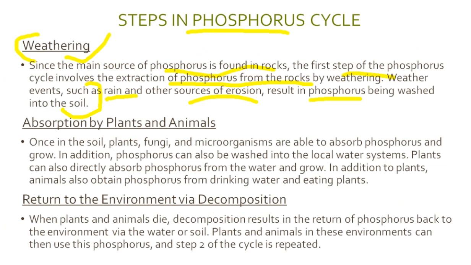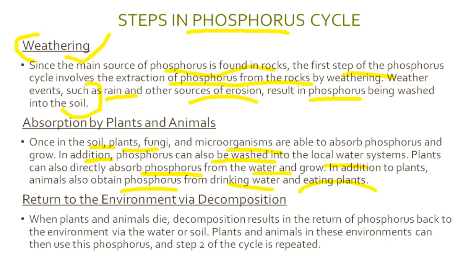The next step is absorption by plants and animals. Once in the soil, plants and fungi and microorganisms are able to absorb phosphorus and grow. In addition, phosphorus can also be washed into the local water systems. Plants can also directly absorb phosphorus from the water and grow. In addition to plants, animals can obtain phosphorus from drinking water and eating plants.